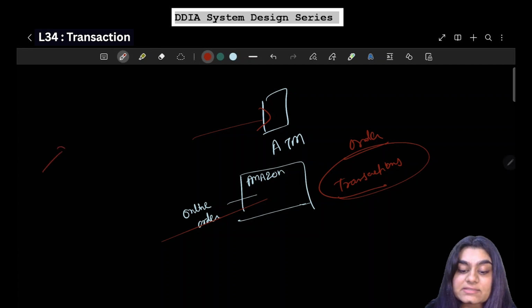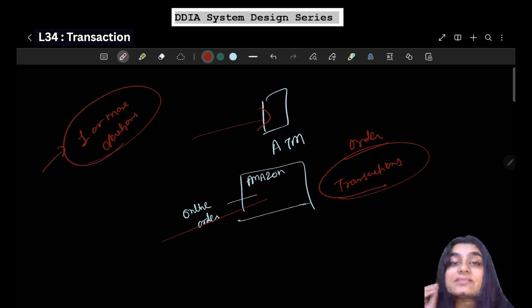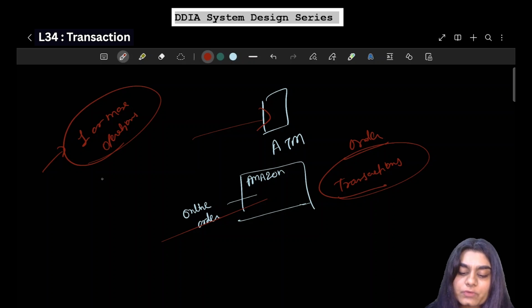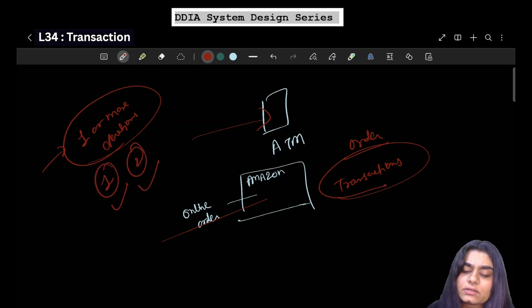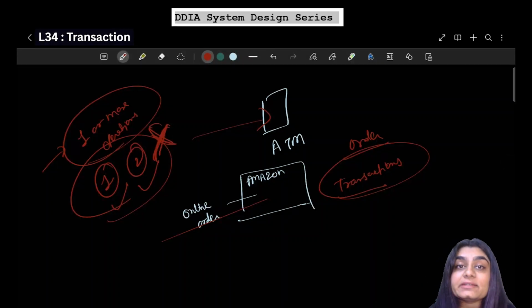A database transaction is a sequence of one or more operations that are executed as a single logical unit of work. All the operations, suppose operation 1 and operation 2, should complete successfully, or none of them will occur. Transactions are useful for maintaining data integrity, especially in scenarios where there are concurrent users or system failures, by ensuring the system state remains consistent and reliable.